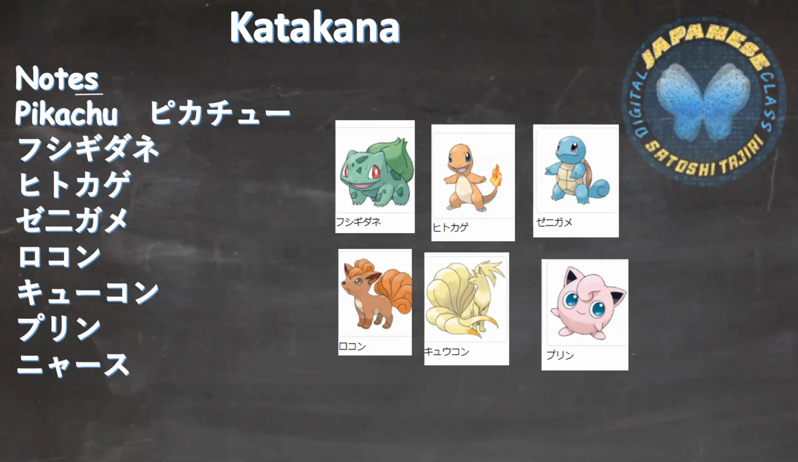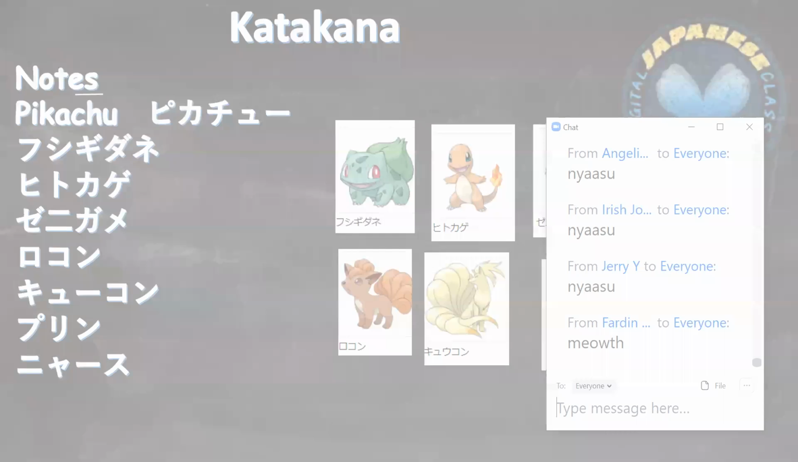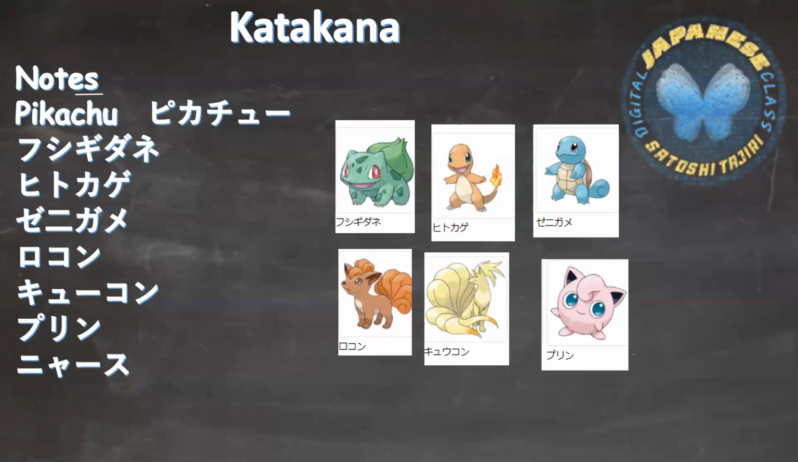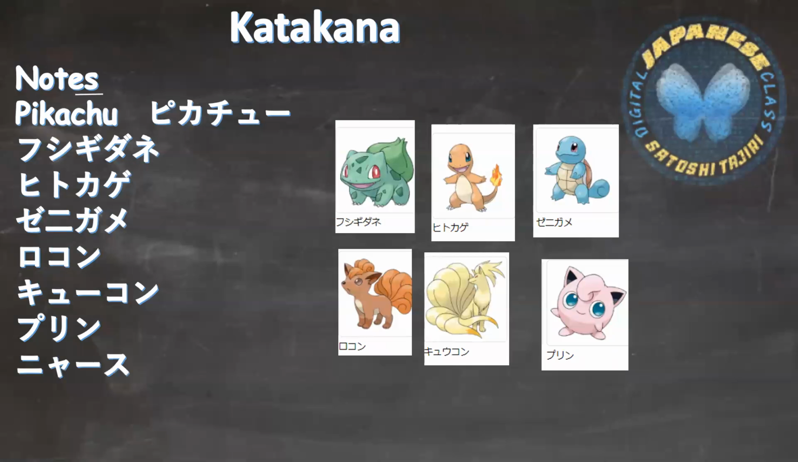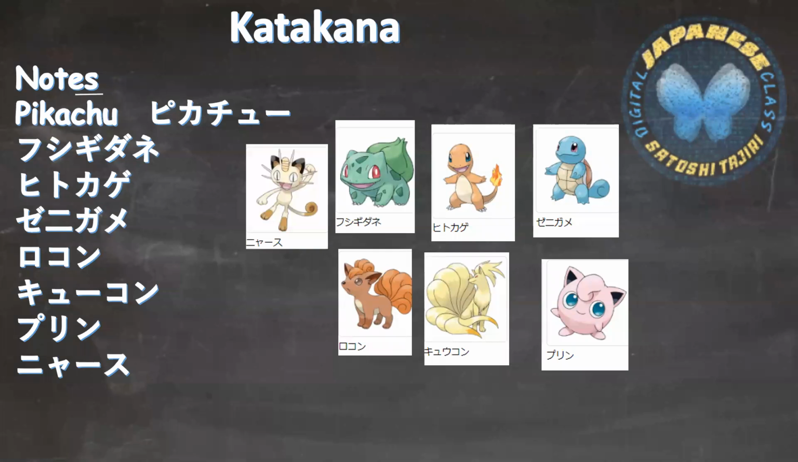How about this one? How to read this one? Nyasu, very good. Nyasu. Okay, it's a long one, so we have our mouth. Nyasu, okay? Let's have the next one.